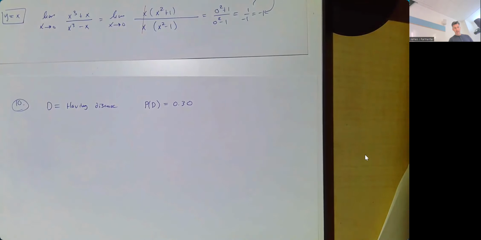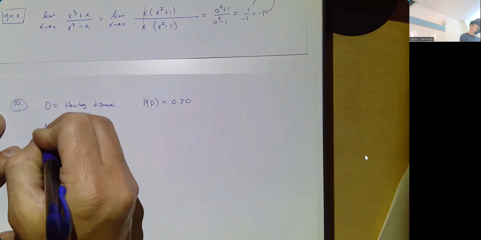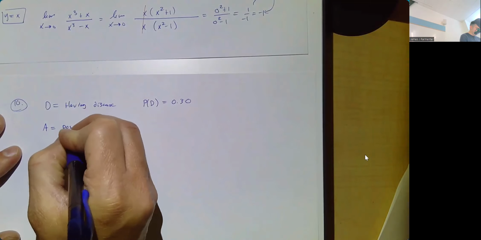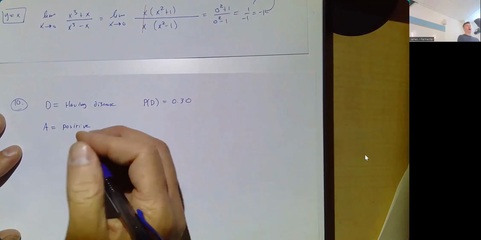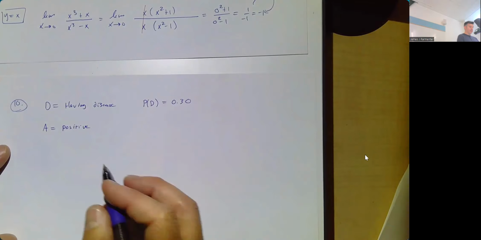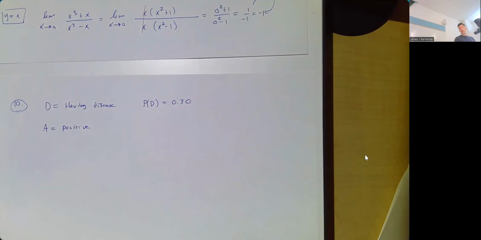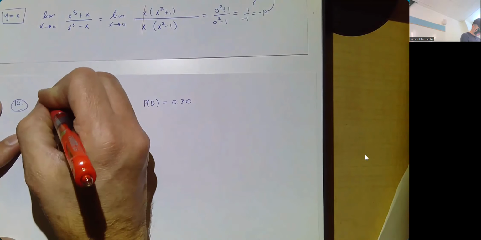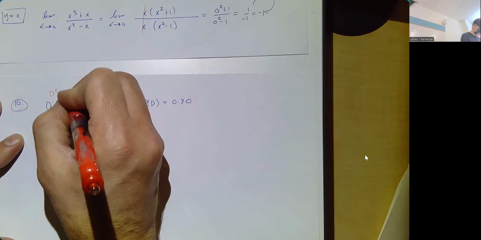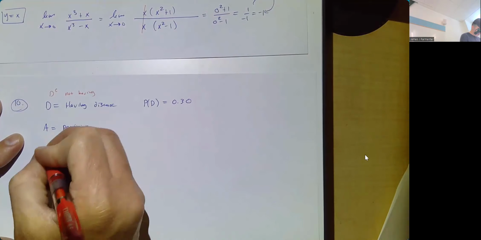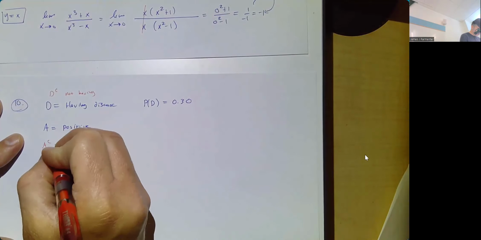A test has been devised to detect the disease. The test does not, I hate these ones that don't produce false negatives, but whatever, the test does not produce false negatives. Okay. So let's say that A is testing positive, and then A complement would be testing negative. I'm not writing down the things that I think are obvious, but it should be obvious that D complement is not having the disease, and A complement is testing negative.